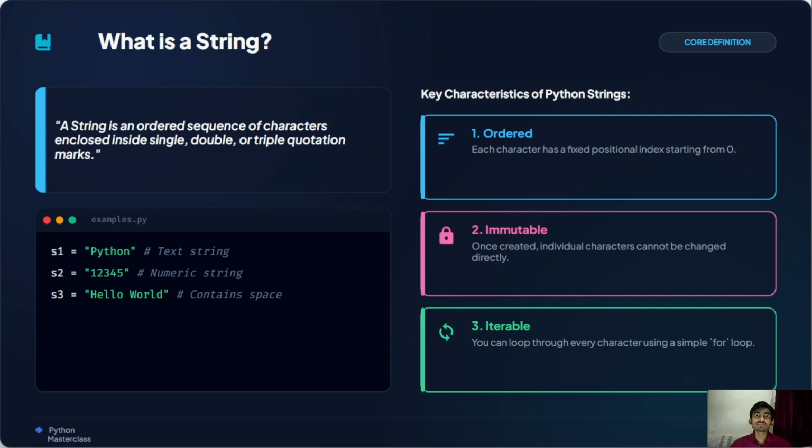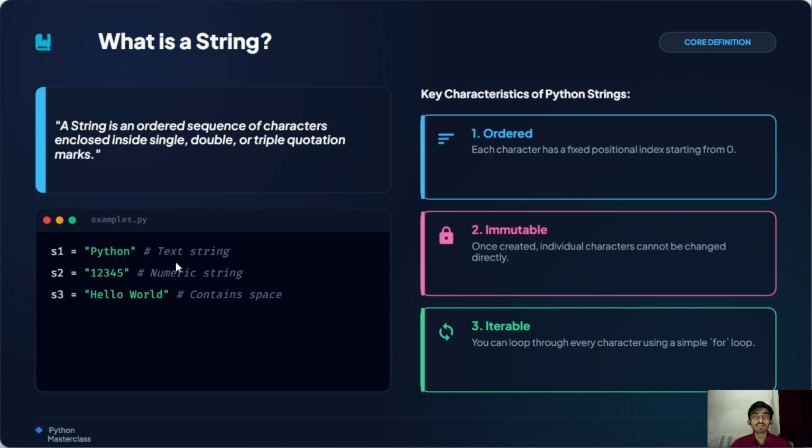Iterable basically means Python allows us to visit one character at a time using loops. For example, we can print every character of a word in Python one after another. We will also learn everything in detail.